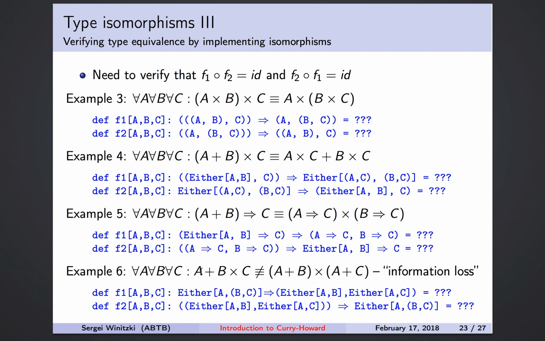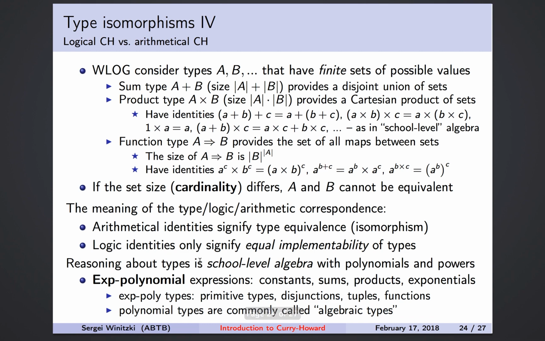So this suggests an interesting thing. If you replace disjunction by plus and conjunction by times, and the result is an identity in arithmetic, then it is an isomorphism of types. Otherwise, it is not. Let's see why this is so. Indeed, this is so. I call this the arithmetical Curry-Howard correspondence.